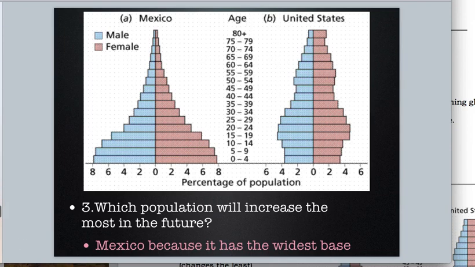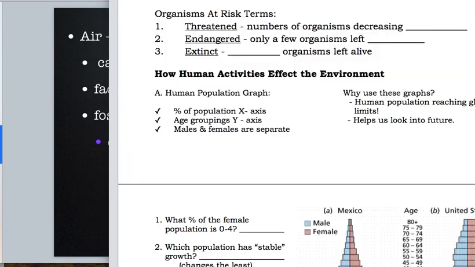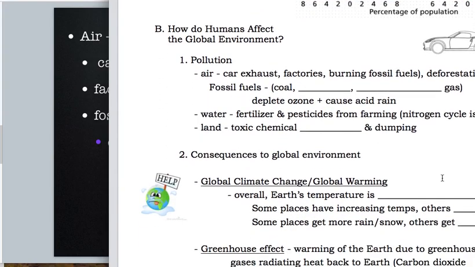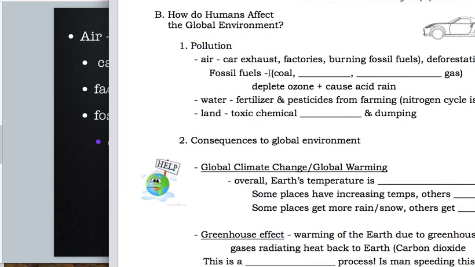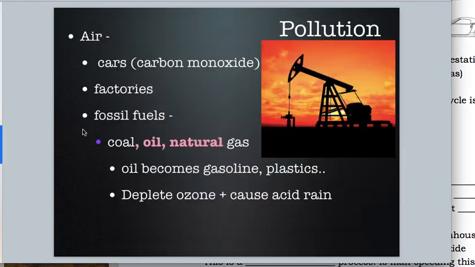Okay, so let's look at pollution. Most of this is a review from Earth Science. So we're going to look at air pollution first. Cars, we give out carbon monoxide. Our factories put carbon into the air. We burn fossil fuels: coal, oil, and natural gas. This is digging for oil.